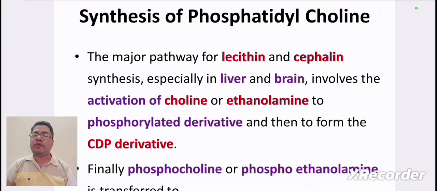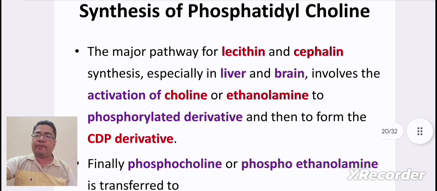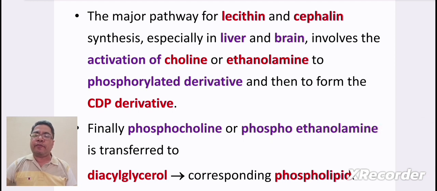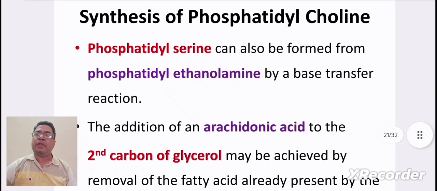Synthesis of phosphatidylcholine. The major pathway for lecithin and cephalin synthesis, especially in liver and brain, involves the activation of choline and ethanolamine to phosphorylated derivatives and then to form the CDP derivative. Finally, phosphocholine or phosphoethanolamine is transferred to diacylglycerol to form the corresponding phospholipid. Phosphatidylserine can also be formed from phosphatidylethanolamine by a base exchange reaction.